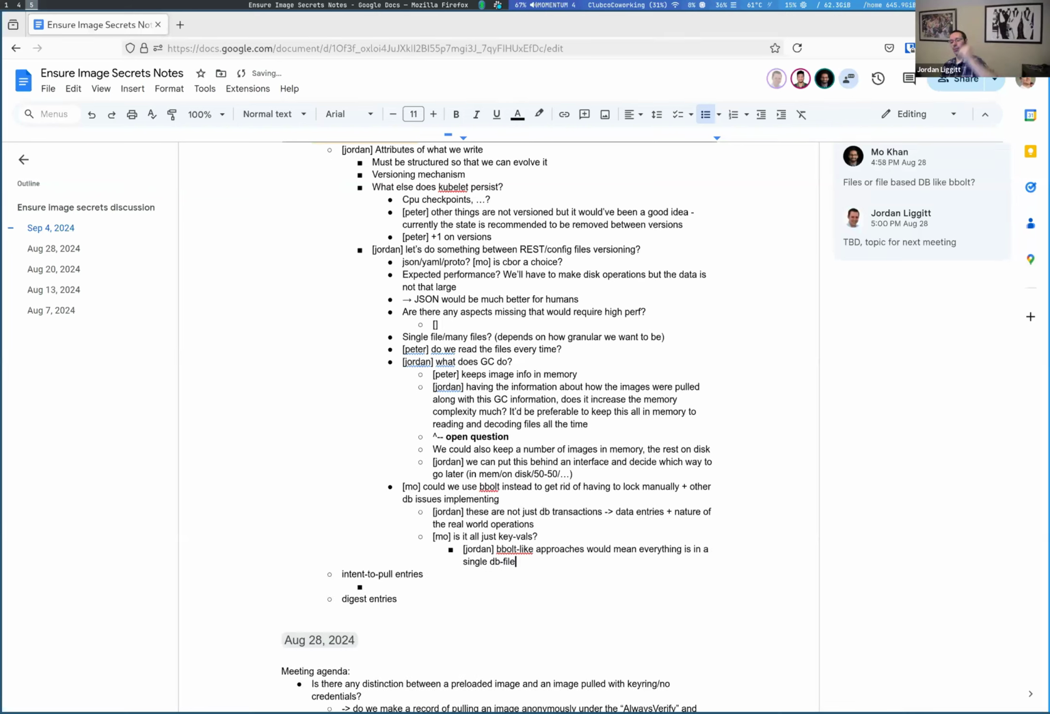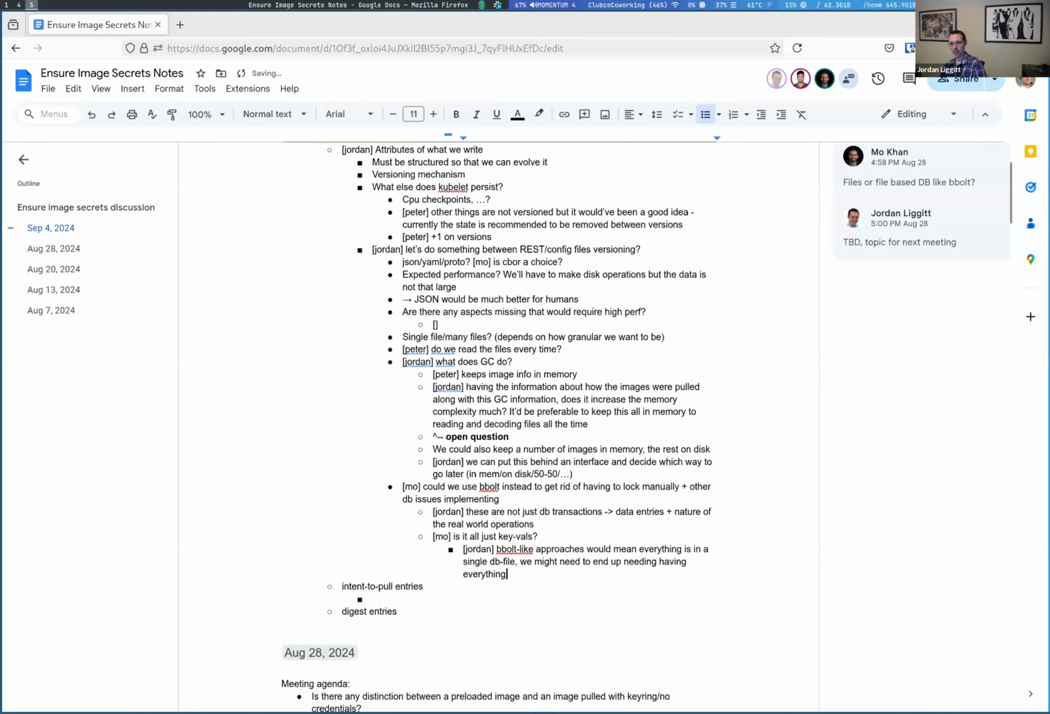I actually don't know enough about bbolt to say this with 100% certainty, but I thought that it typically operates by keeping a decent chunk of it in memory, if not all of it in memory. I don't recall that, but I can spend some time poking at it just because I'm kind of curious now.